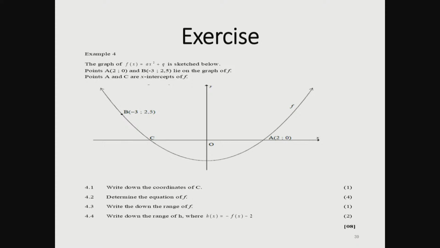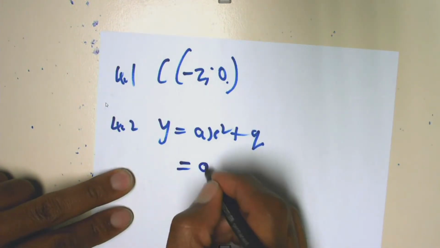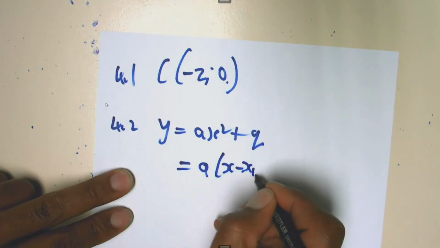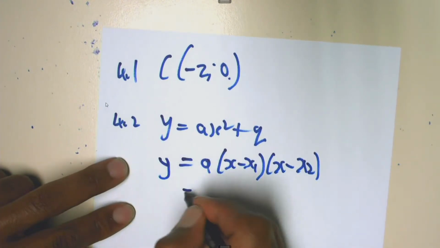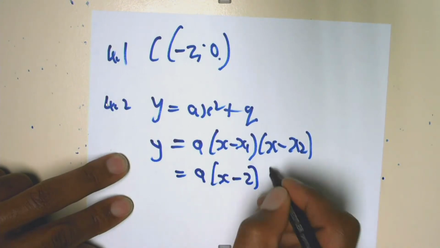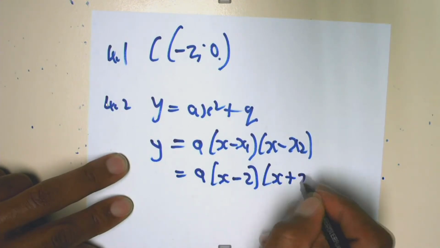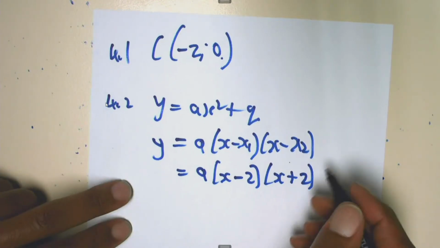We have y equals ax squared plus q, right? And from the graph, we are given the x-intercepts. It's y equals a times (x minus x1) times (x minus x2). Then from there, we have a into (x minus 2), and then (x plus 2). You understand why plus? It was minus 2, but when you multiply by the 2, it becomes positive.